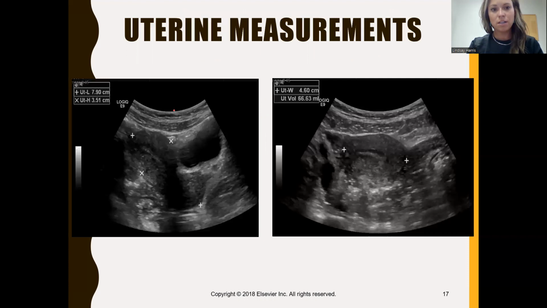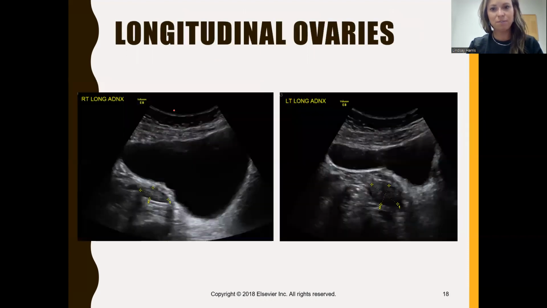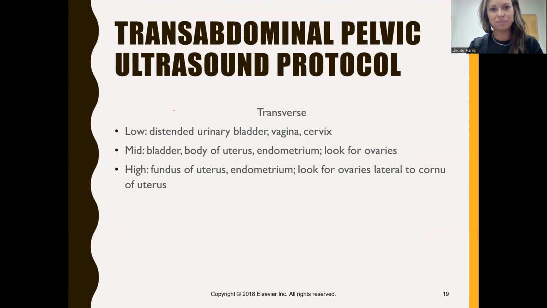And then you're going to go to a transverse view, and then you're going to go to the urinary bladder, vagina, and cervix. Then you're going to go up mid to the body and endometrium, look for ovaries, and then high into that fundus. So you're kind of cutting through the uterus and taking pictures as you go. And I usually recommend taking 4 pictures. And I will also put a protocol, our Newman protocol, on your module this week so you can take a look at what we like to do.